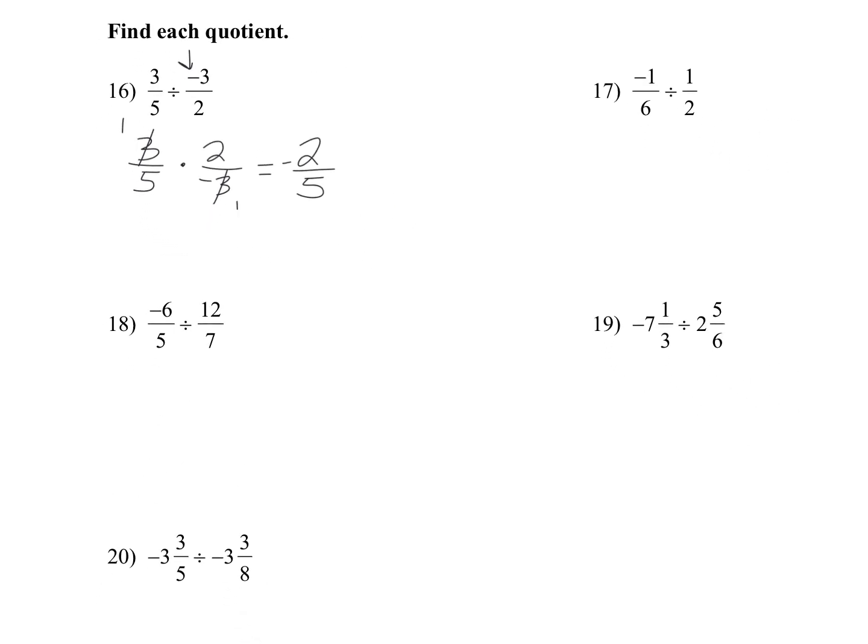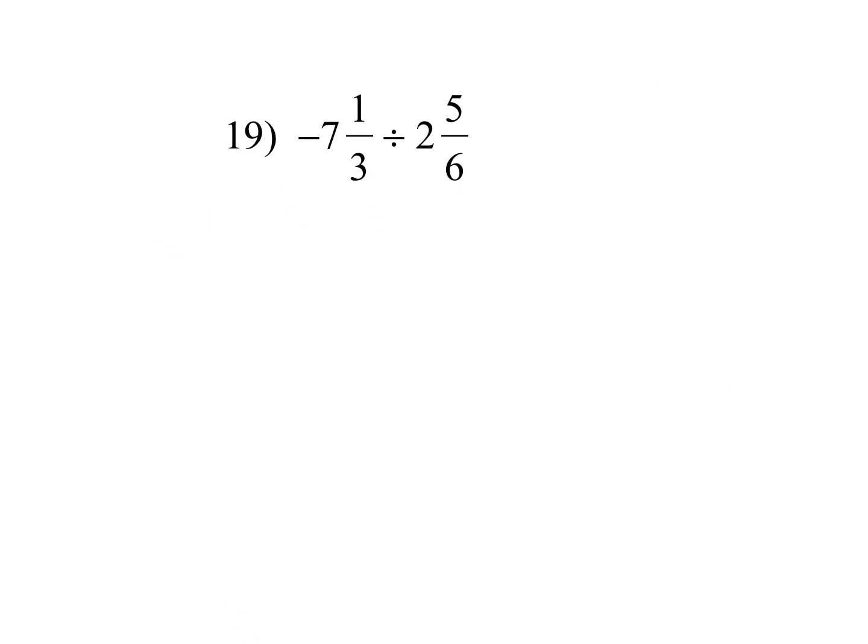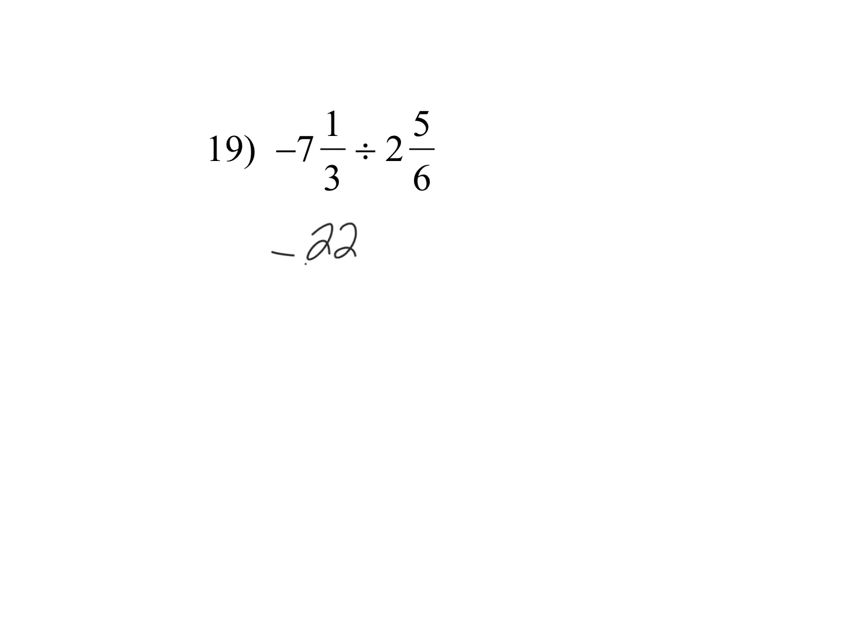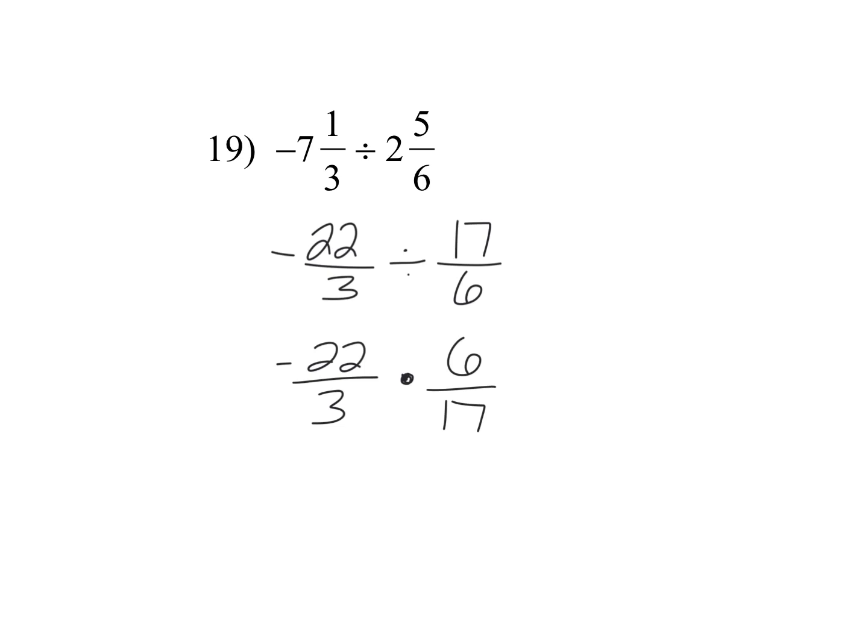Let's look at number 19. We have mixed numbers with multiplying and dividing. What do we need to do with mixed numbers? Turn them into improper. What does that first one turn into? 22 over 3. Divided by, what's that second one turn into? 17 over 6. What's my next step with this one? Keep, change, flip. Now what can I do?